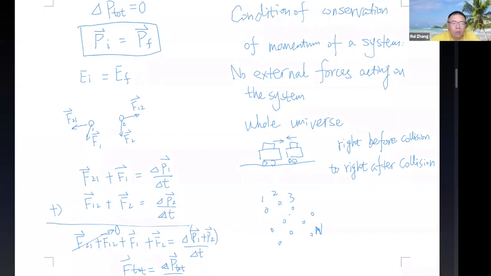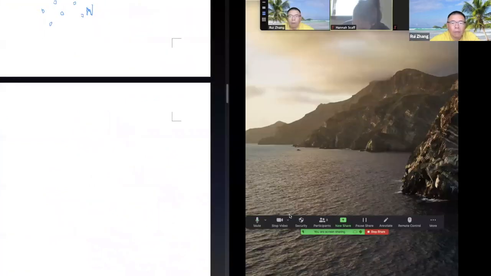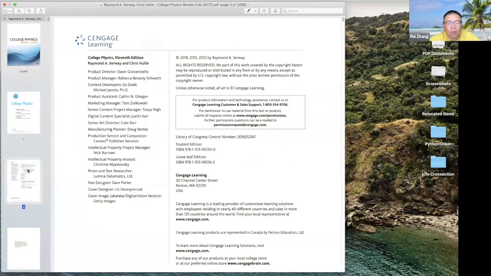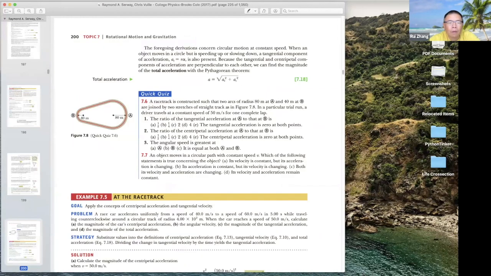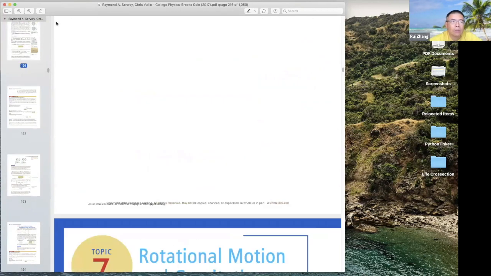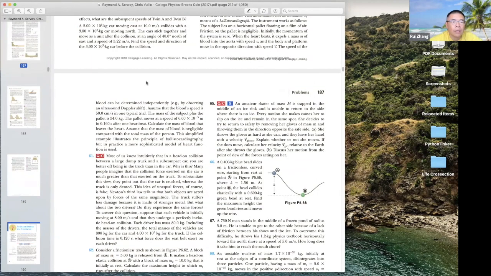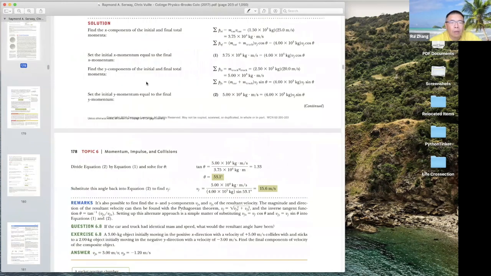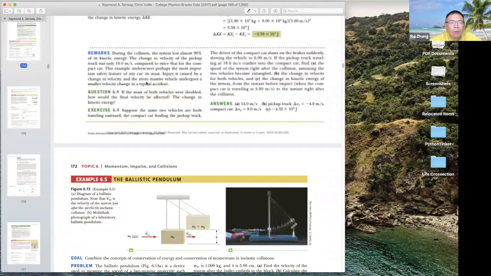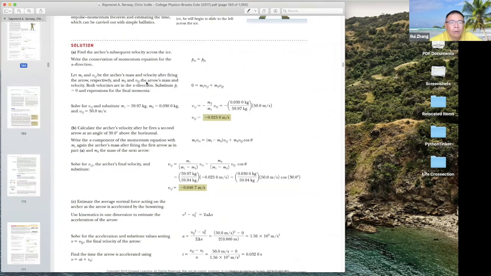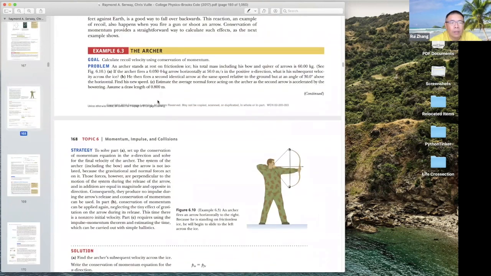So let's go to a specific example here. Let me pull out the textbook. We're doing topic 6. Let's do this problem, the Archer's problem, Example 6.3.